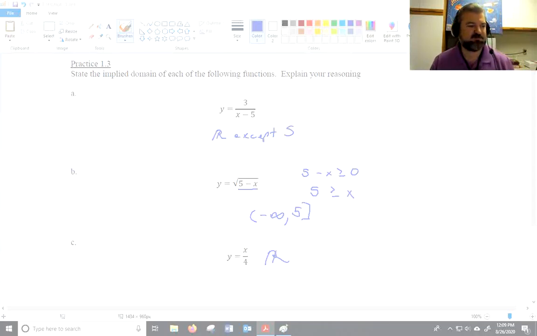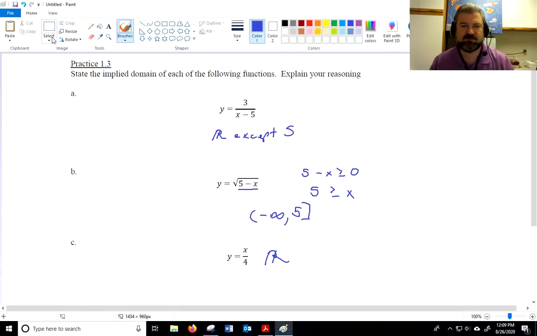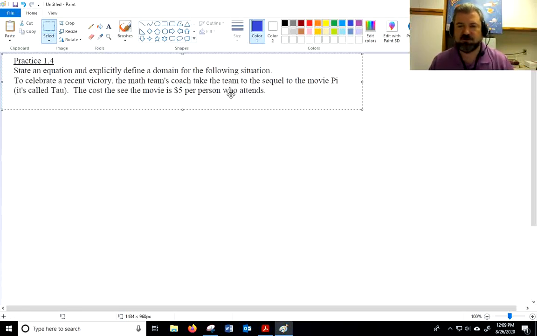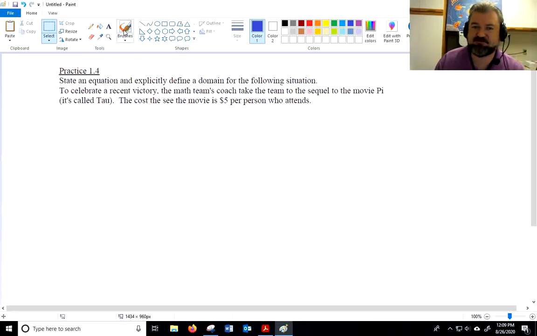All right, so now what I want you to do is to try and do practice 1.4, which is going to ask you to write an equation and then explicitly limit the domain if necessary. State an equation and explicitly define a domain for the following situation. To celebrate a recent victory, the math team's coach takes the team to the sequel to the movie Pi. It's called Tau. Little math joke there. The cost to see the movie is $5 per person who attends.